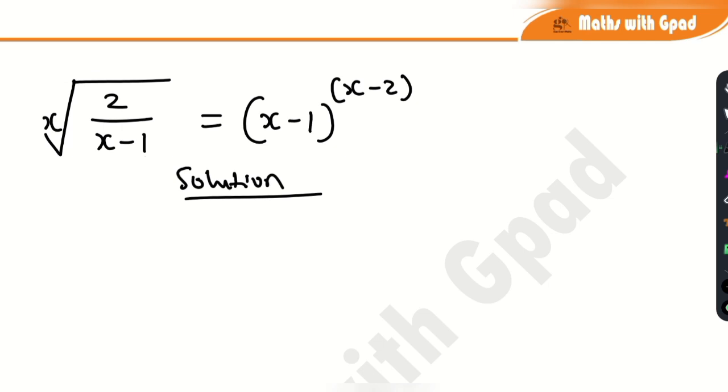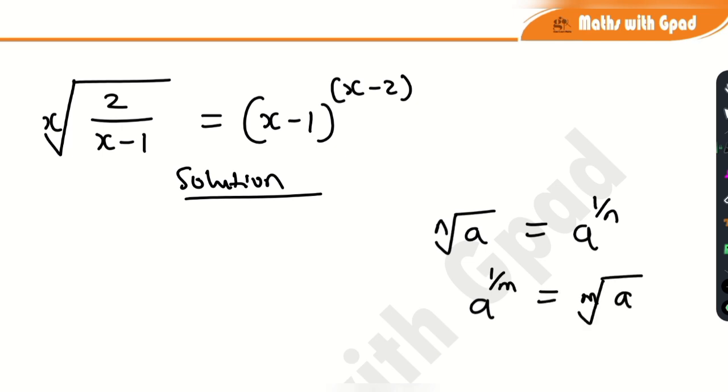Now, we're going to use one of the laws of indices. If you have, let's say, the nth root of a, this is equal to a raised to the power of 1 over n. Or if you have a raised to the power 1 over m, this is equal to the mth root of a. So the denominator of this fractional index is the root.